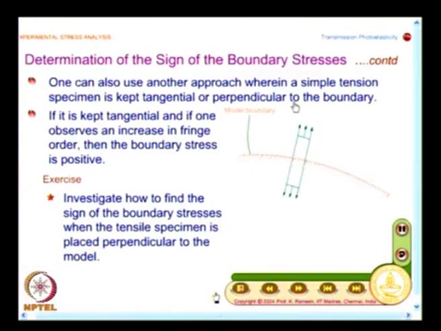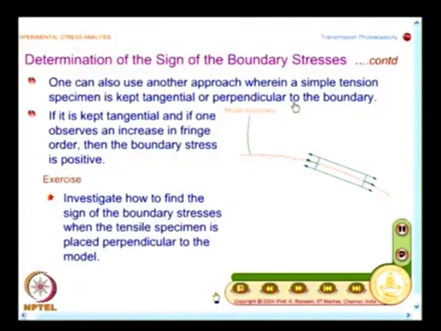So, if it is kept tangential, what will happen? If I keep it tangential to the boundary, I am adding retardation. If the original retardation was positive, if I add retardation, the fringe order will increase. When the fringe order increases, I would say the boundary stress is positive. So, you also can do a similar approach when I keep it perpendicular to it.